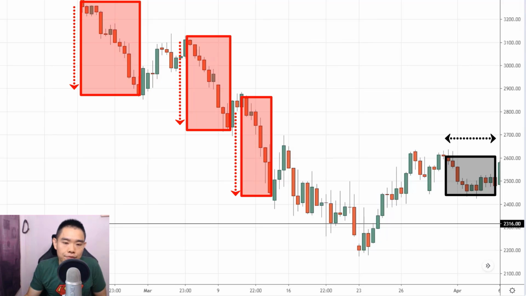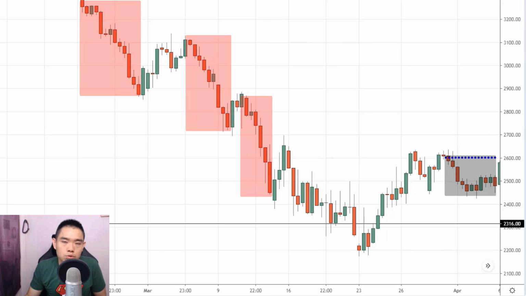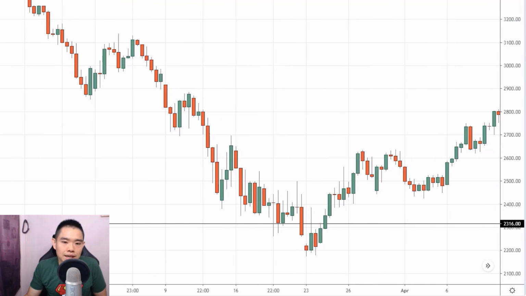And again, I have levels that I can use to set my entry and stop loss. Break above these highs, I can look to buy. Then for the stop loss, I can go below this swing low over here. So this is what I mean by the break of structure technique.